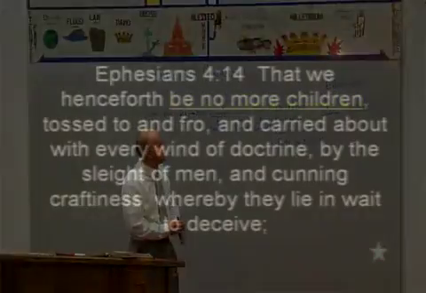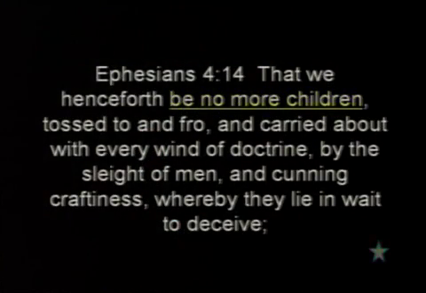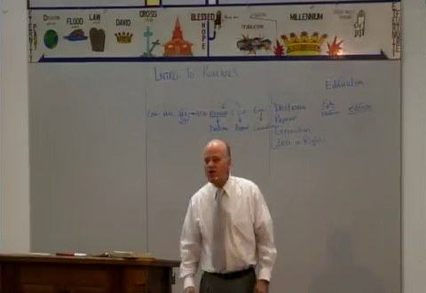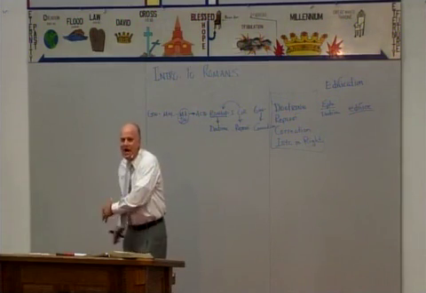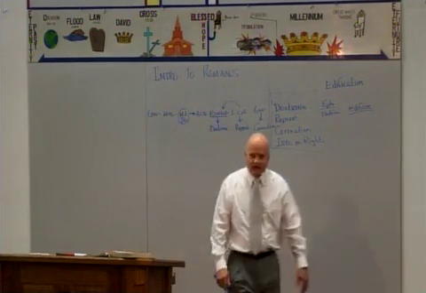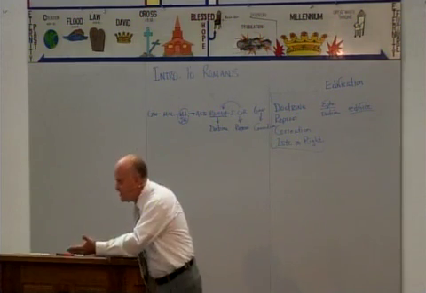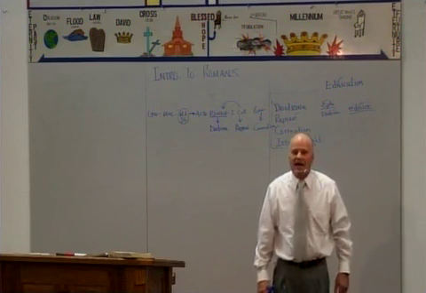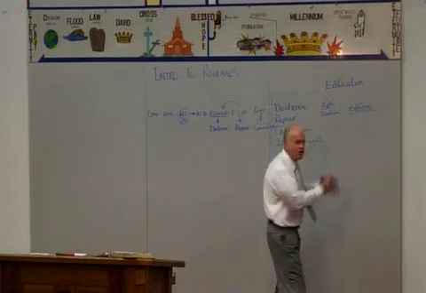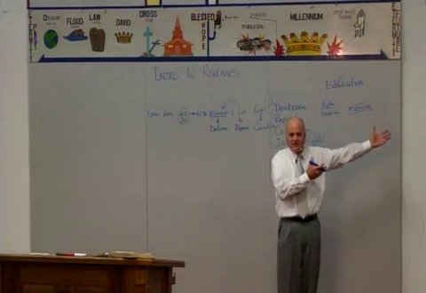Okay, here's the next one. Ephesians 4:14, "that we henceforth be no more children." Look what happens to children. "Tossed to and fro and carried about by every wind of doctrine, by the sleight of men and cunning craftiness whereby they lie in wait to deceive." When you are children in your understanding, you are blown about by every wind of doctrine. You'll hear the right doctrine, but then someone else will come along and tell you doctrine that opposes that, and you'll go, well, I don't know, that sounds pretty good too. That is a mark of being children in the faith and not mature in the faith.